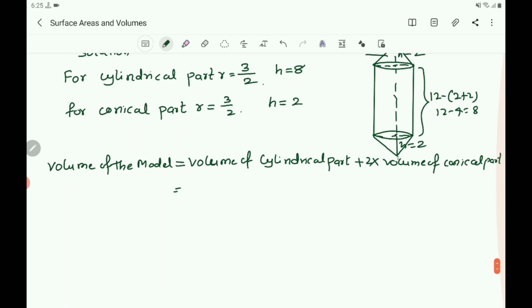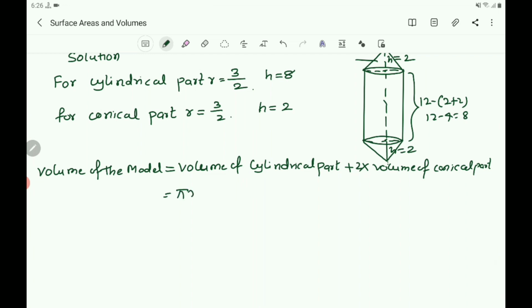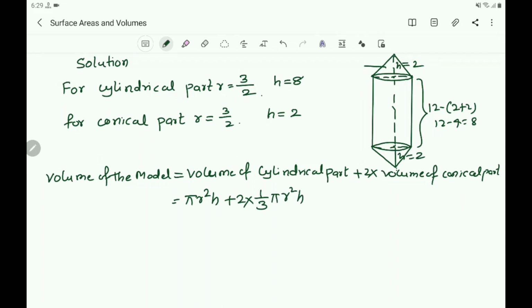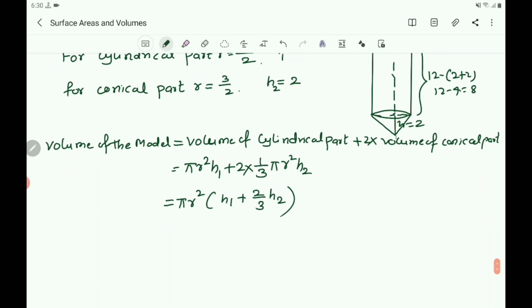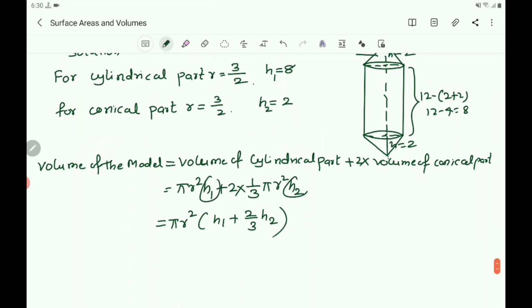Then for the volume of the cylindrical part, you write the formula for the volume of the cylinder, that is pi r square h, plus, this is the volume of the cylindrical part you got. Then the volume of the cone, that is 2 into the volume of the cone, 2 into 1 by 3 pi r square h. Here both the h are different. The height of the cylinder is different from the height of the cone. So you take h1, h2, and here also you write h1, h2. Then you can take pi r square outside because the radius is the same. In the bracket you can write h1 plus 2 by 3 h2. Here h1 is 8, h2 is 2.